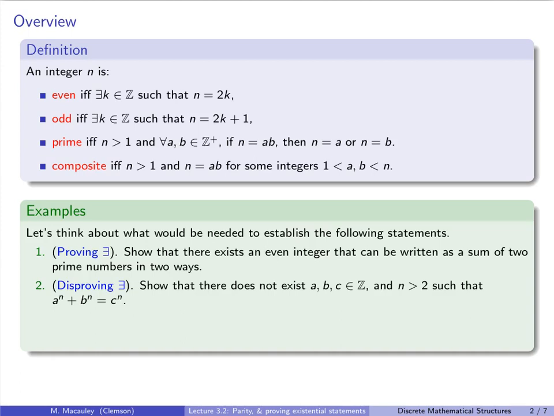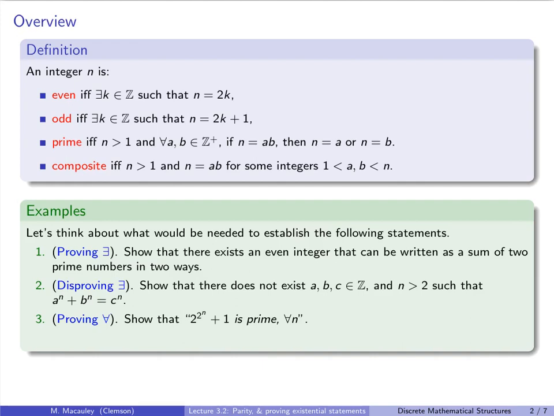Now, coming up with a simple example is not going to do the trick. You have to show that this conclusion is false for all integers a, b, and c, and n greater than 2. So disproving an existential statement is equivalent to proving a universal statement. And that's the next example, proving a universal statement. For example, what if I asked you to show that 2 to the 2 to the n plus 1 is prime for all positive integers n?